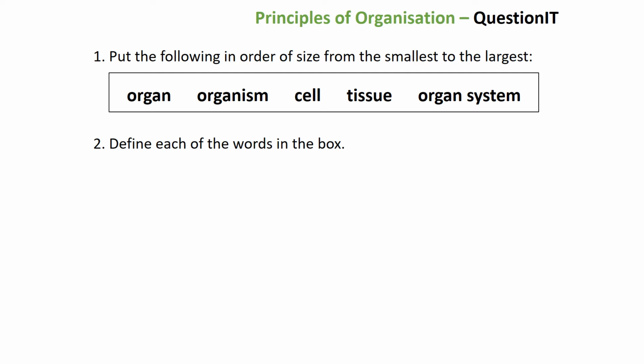So question number 1 is put the following in order of size from the smallest to the largest. So we've got organ, organism, cell, tissue, and organ system. So from memory, remember, you've covered up your revision notes. Can you put those into size order from smallest to largest? Once you've done that, for number 2, for each one, I'd like you to have a go at defining each of the words. So what is an organ? What is an organism? Etc. So pause the video and in your notes, answer those 2 questions.